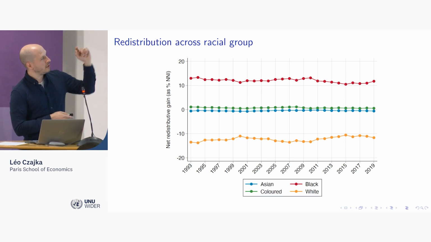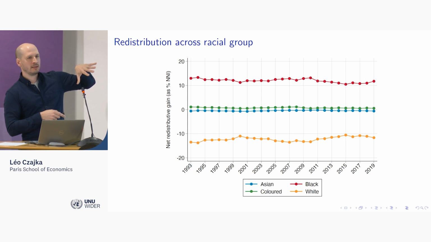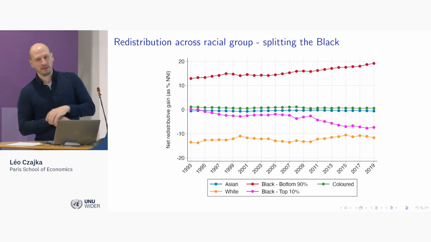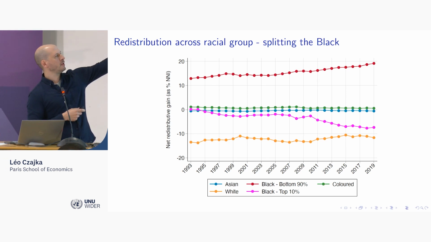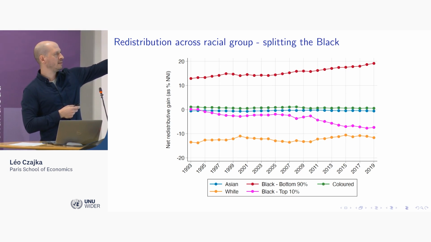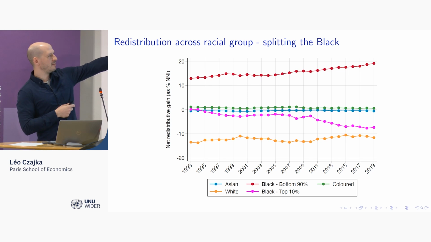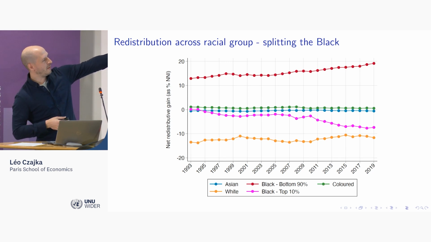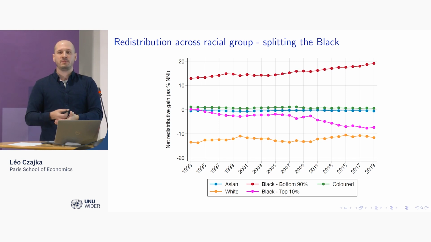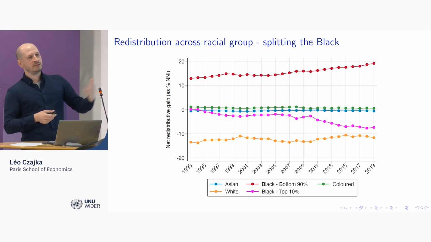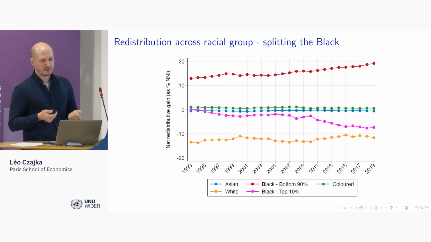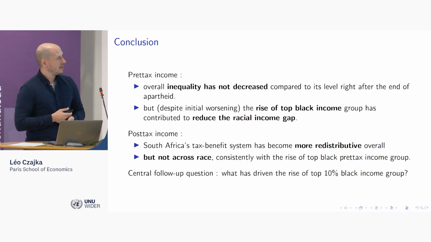But now if you again split the black income group by taking the top 10% away, you can see that they were receiving zero at the beginning, and zero is also the time that I have left to explain this graph. But they have become net losers over the period, while the bottom 90% of the black group have increased their share of net benefit from the system.